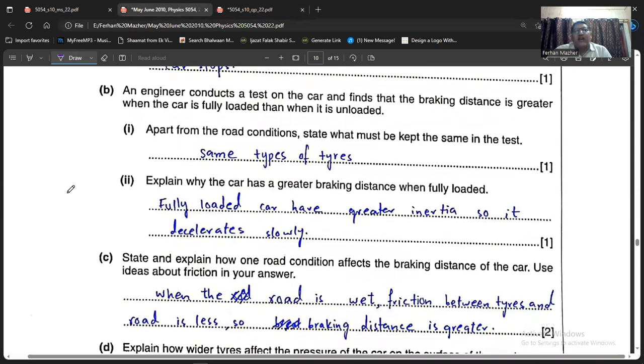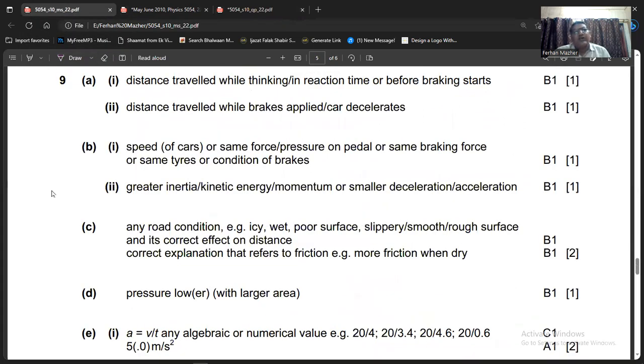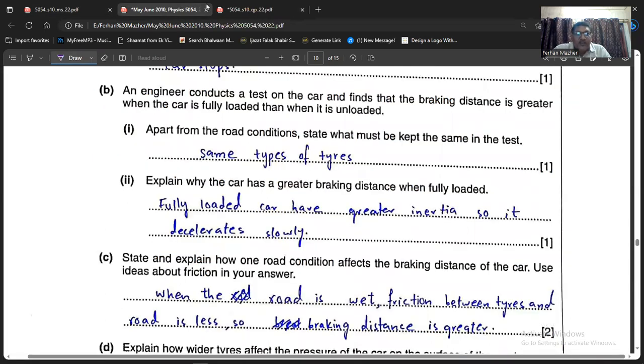More the mass, less will be the deceleration if the same frictional force is applied. A fully loaded car has greater inertia, so it decelerates slowly. The amount of deceleration will be less, so now the car will travel a larger distance. Greater inertia, kinetic energy, momentum, or smaller deceleration. So our answer is right.